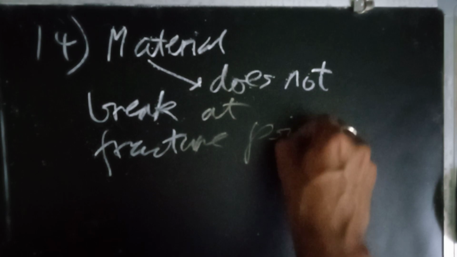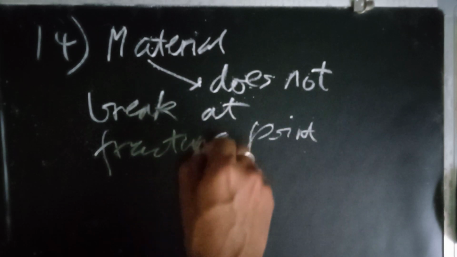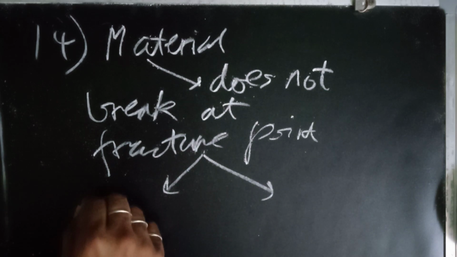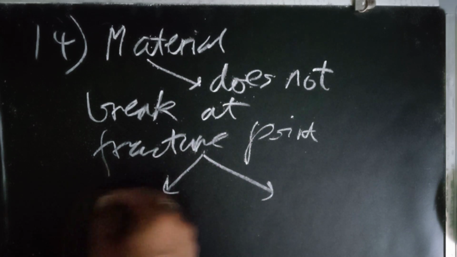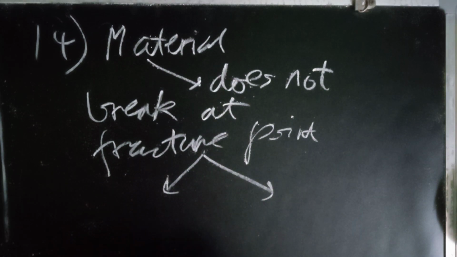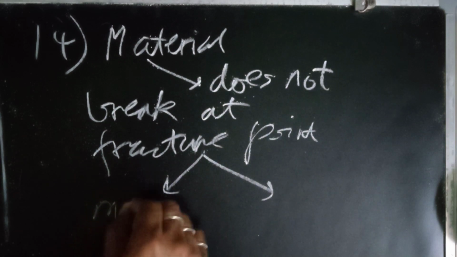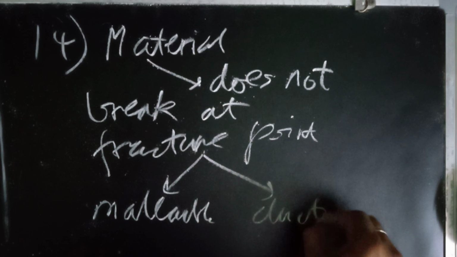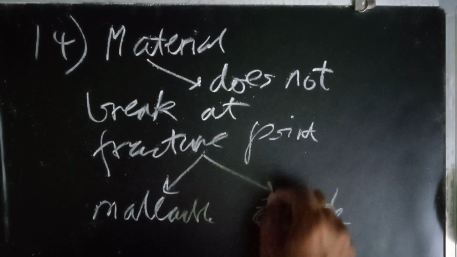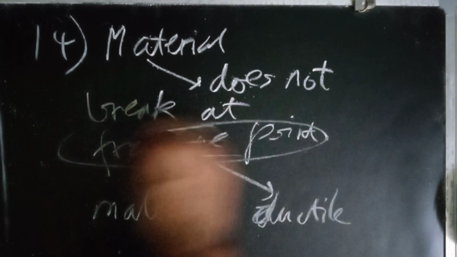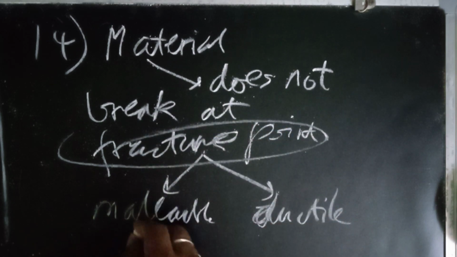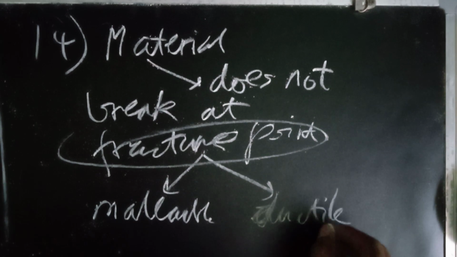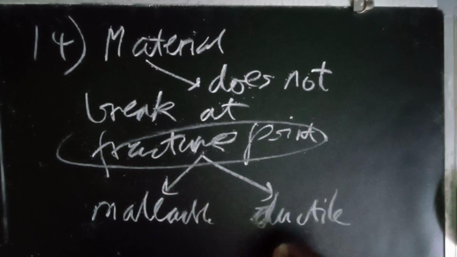Now I will just give you two options here, because two options were among them. It was difficult. There were four options, but I hope I just remember these two. One was malleable and one was ductile. So at the fracture point, malleable is like thin sheets and ductility is like the wires.